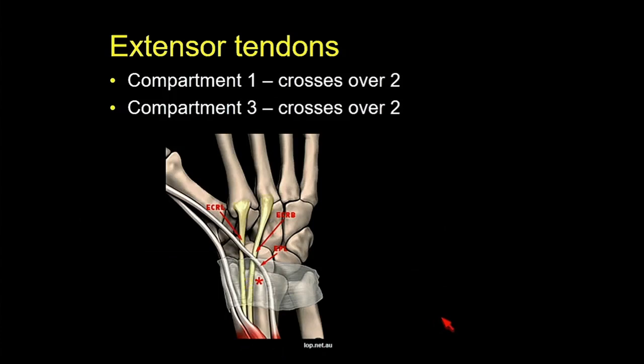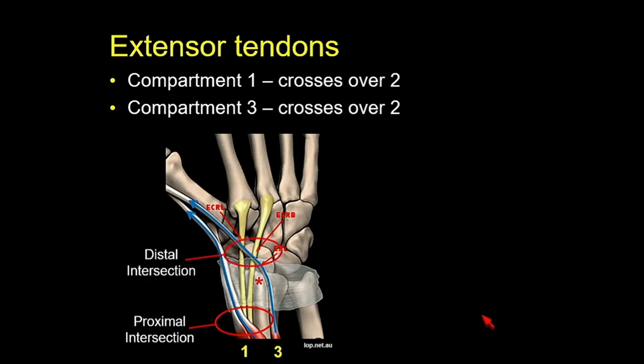And you can see here, I'm just going to highlight compartment 2, extensor carpi radialis longus and brevis. And here's compartment 1, abductor pollicis longus and brevis, which both go to the thumb. And those tendons cross over compartment 2 here proximally in the distal forearm, and that's where there's a proximal intersection. More distally, just after Lister's tubercle, which is this bony bump here, extensor pollicis longus crosses over compartment 2. So this is the site of the distal intersection.